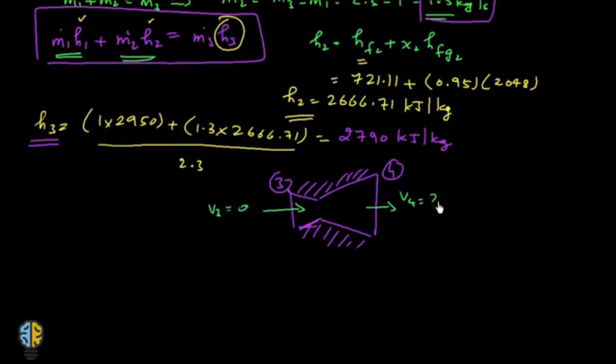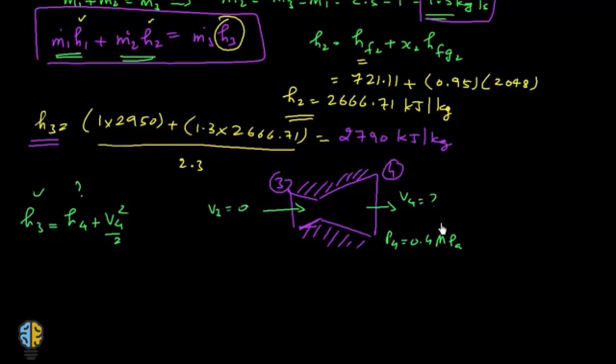So if you apply the steady flow energy equation for a nozzle, you will have H3 is equal to H4 plus V4 squared by 2. So this is what you get. In this, I know the value for H3, but I don't know the value for H4. So this is a task that we have to find out. Now the steam expands isentropically in the nozzle to a pressure of 0.4 megapascals.